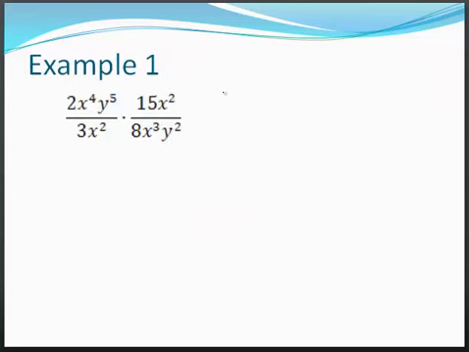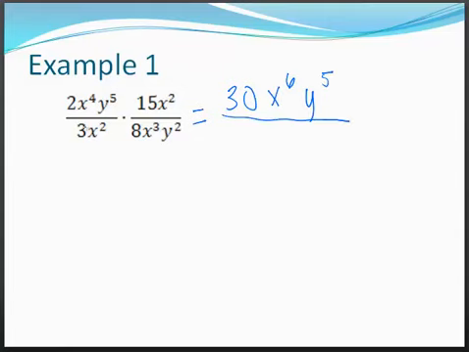Now, example 1 is a special instance where you don't have to factor because they're just monomial divided by monomial. Okay, we're multiplying, so we know that we're going to multiply straight across. So to start, I'm going to go ahead and multiply straight across. So 2 times 15 is 30. Okay, x to the 4th times x squared. Remember, you add your exponents, so I have x to the 6th. The y doesn't have anything to combine with, so it's just going to stay y to the 5th.